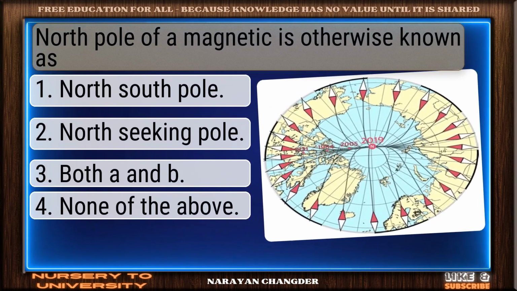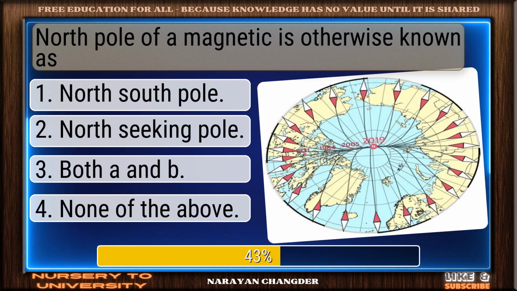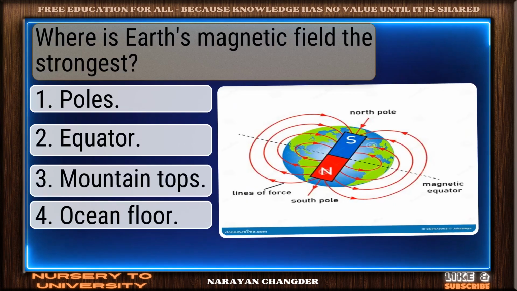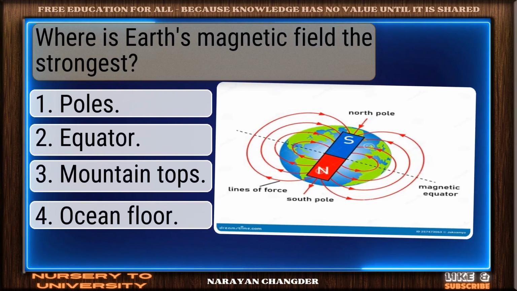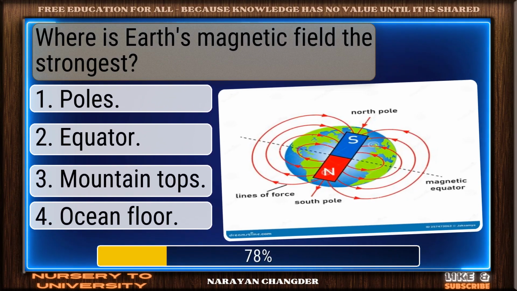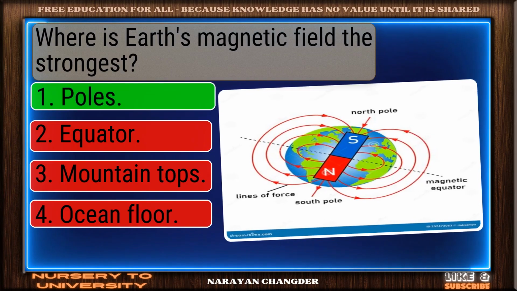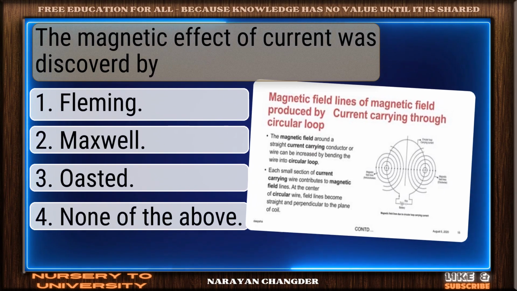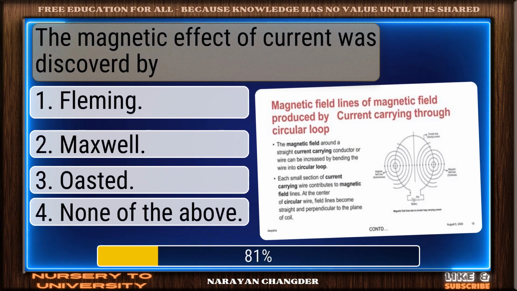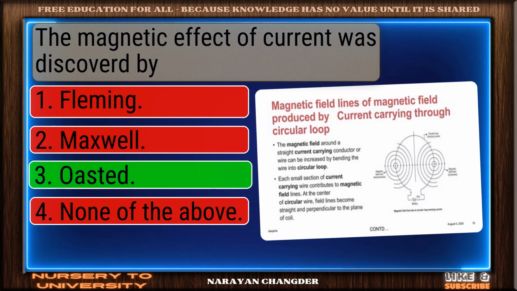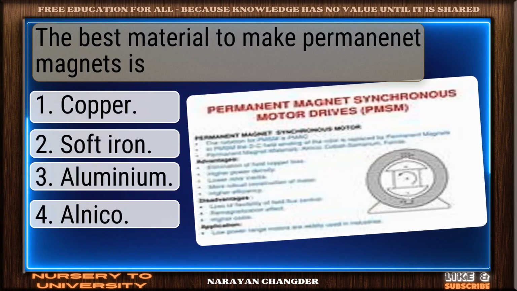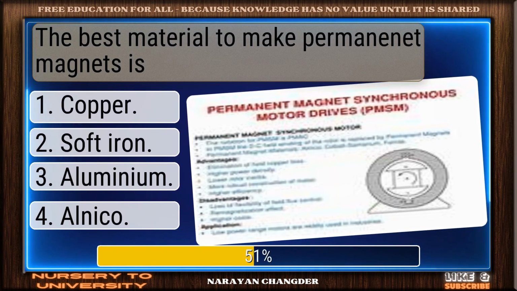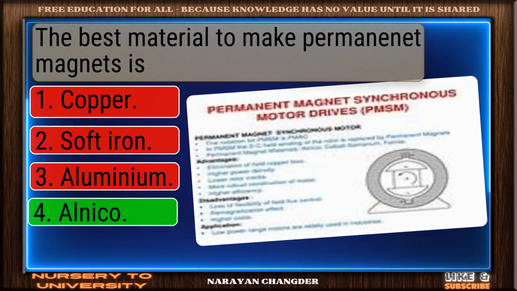North pole of a magnet is otherwise known as? Nicely done. North seeking pole is solid. Where is Earth's magnetic field the strongest? Strong choice. Poles is right. The magnetic effect of current was discovered by? Perfect. Oersted is the one. The best material to make permanent magnets is? Clear logic. Alnico is sound.